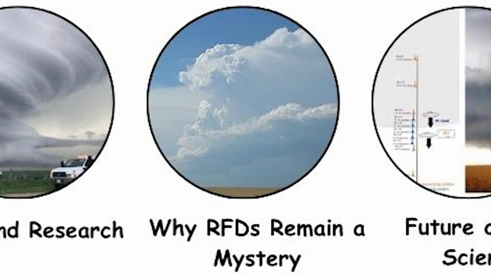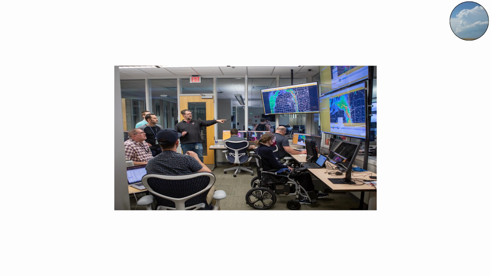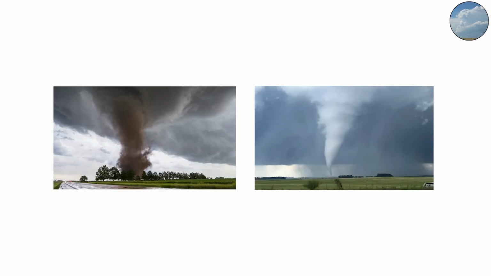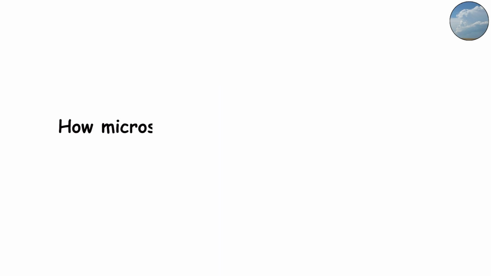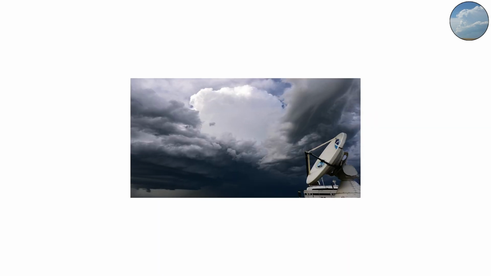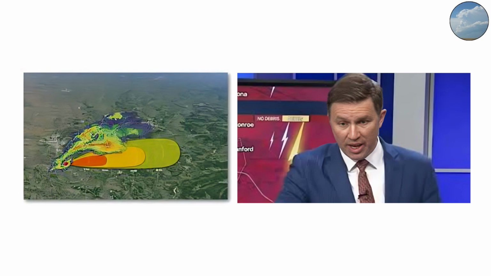Why RFDs remain a mystery. Despite decades of work, many questions remain unanswered. Scientists still debate why some RFDs are warm and supportive while others are cold and suppressive, how microscale turbulence within the RFD determines whether rotation organizes, and whether real-time temperature and humidity sensors could one day let forecasters distinguish tornadic from non-tornadic storms. These unanswered questions are part of why tornado prediction remains one of meteorology's toughest challenges.